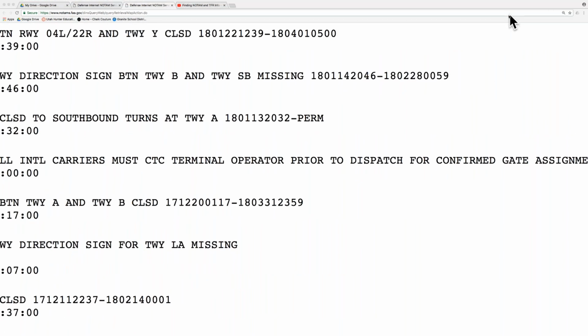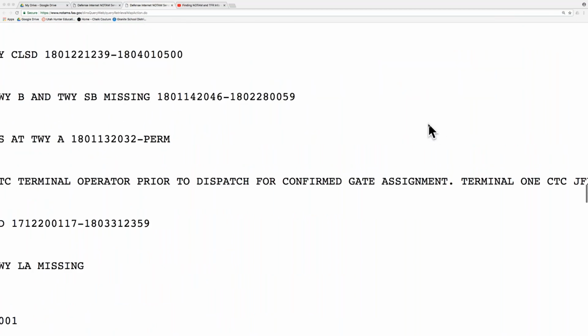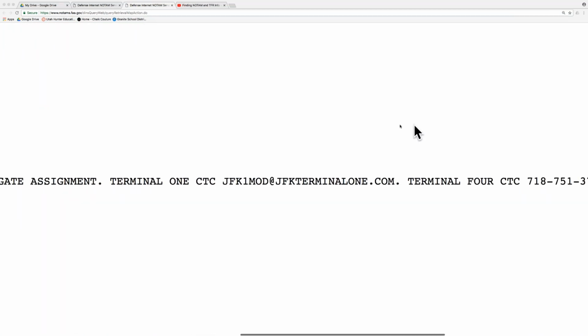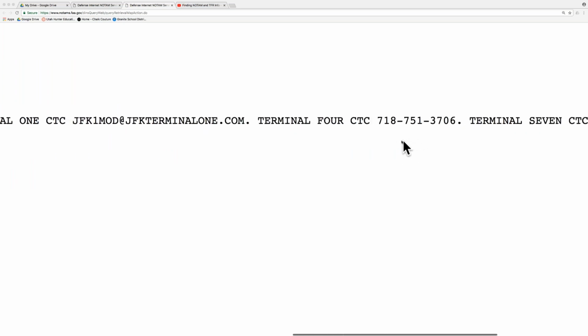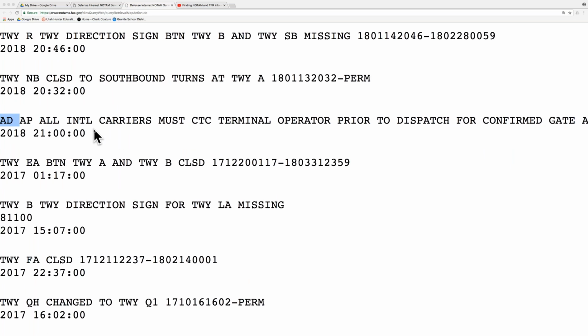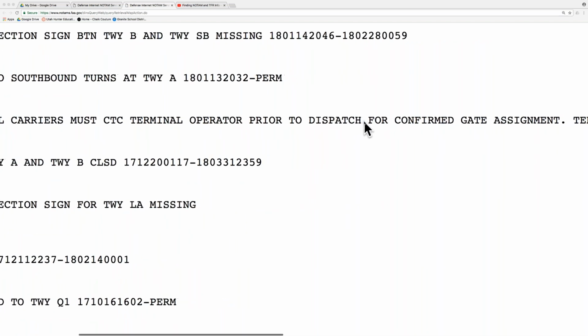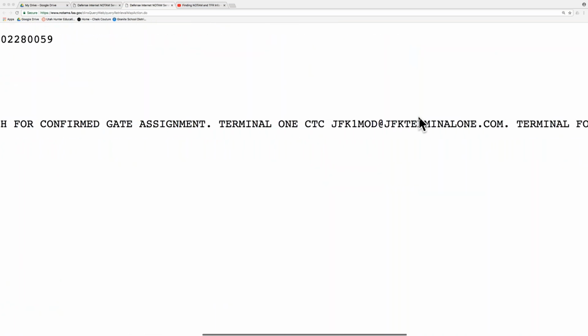So this one applies to us dispatchers, but I am not going to make you guys go through it all. Basically, it's saying that all international carriers must contact terminal operator prior to dispatch for confirmed gate assignment. So it's just saying, hey, you guys need to make sure that you're checking in and getting the correct gate assignment because they're subject to change.